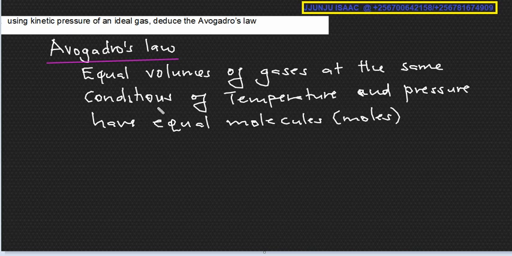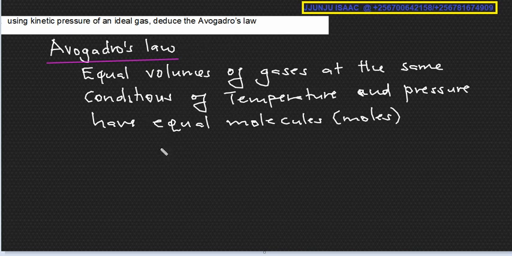So volume is directly proportional to the number of moles. So if the volumes are the same, that means even the number of moles are going to be the same. So we are going to use the kinetic pressure to deduce Avogadro's law.